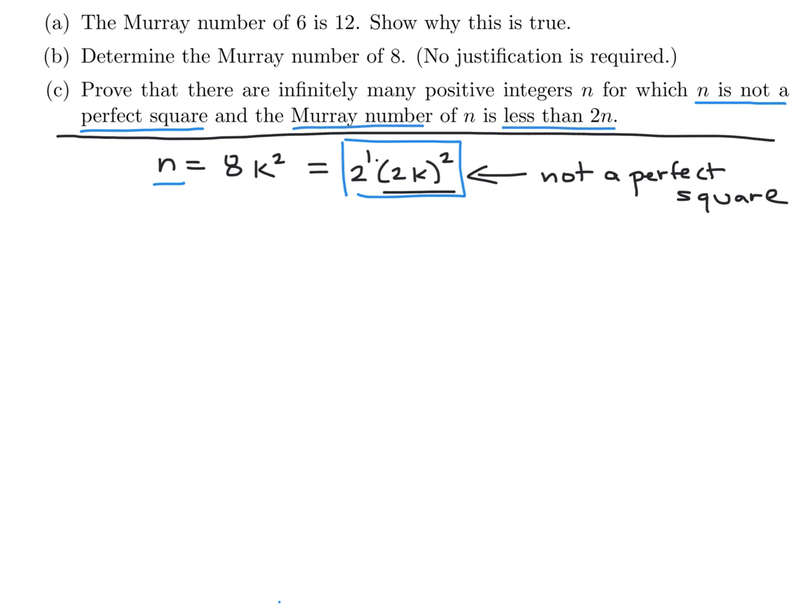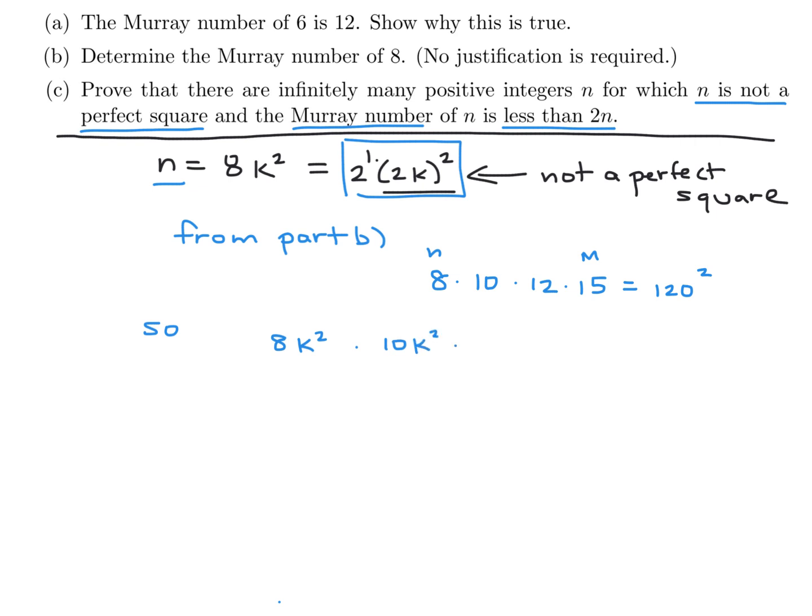Okay. Now, part B of this question, if you remember, we had found out from part B that the Murray number of 8 was 15, because 8 times 10 times 12 times 15 gave me a perfect square, which is 120 squared. So if that's my n, that's my m. So using the same pattern, we can just put some k squareds in there. So instead of 8, put 8k squared. Instead of 10, put 10k squared. Instead of 12, put 12k squared, and 15k squared.